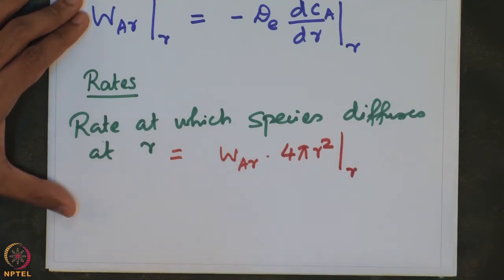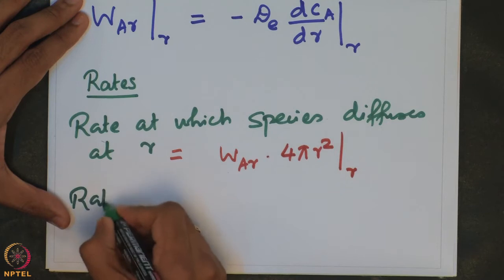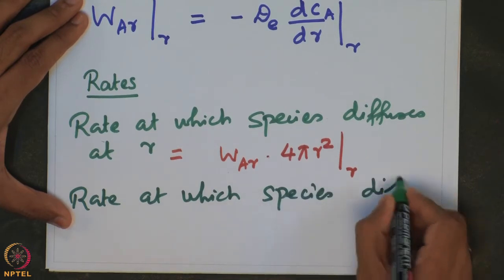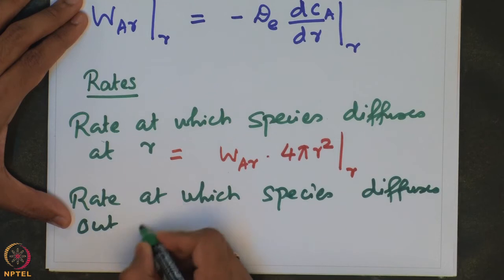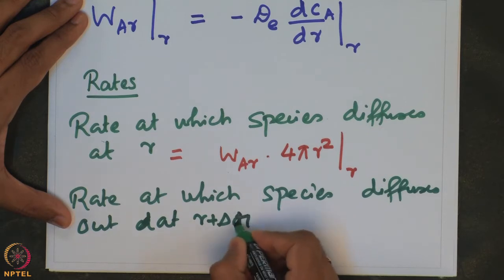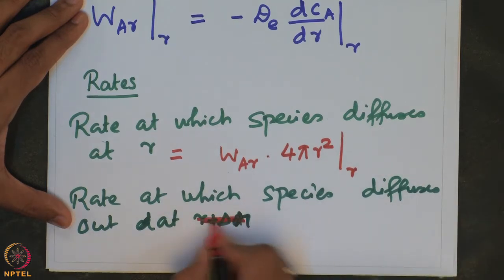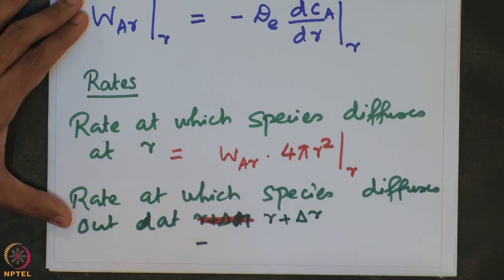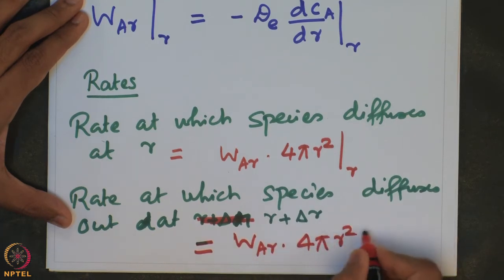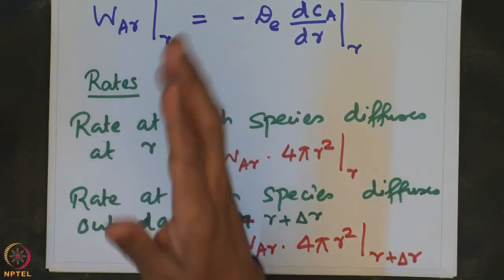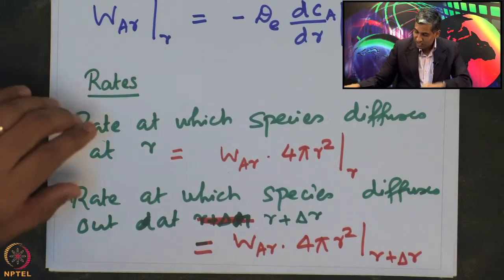at location R. And the next thing is, what is the rate at which species diffuses out at R plus delta R, which is equal to WAR into 4 pi R square at R plus delta R. Note that the radius at that location is different, it is not equal to R, it is the location from where the species is actually diffusing out.